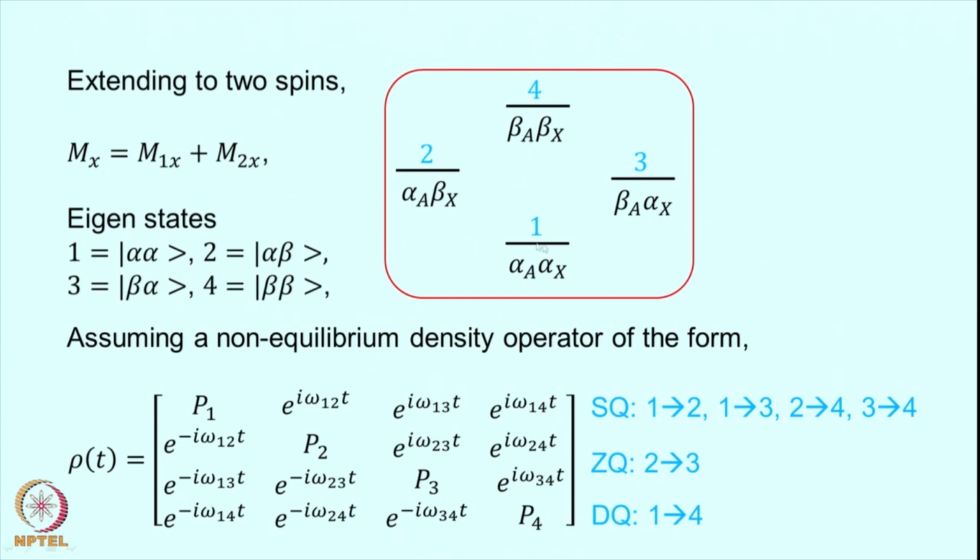Now, for this spin state, what is the azimuthal quantum number? This is plus 1, and here it is 0, here it is 0, here it is minus 1, because alpha is plus half and beta is minus half, and it is true for both. Therefore, this adds to plus 1, this adds to 0, this also adds to 0, this adds to minus 1.